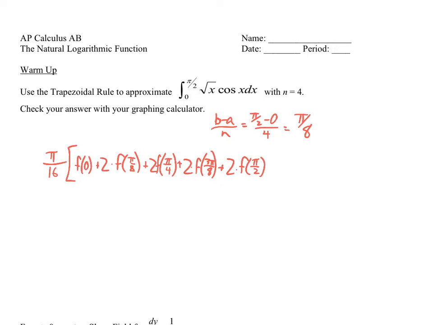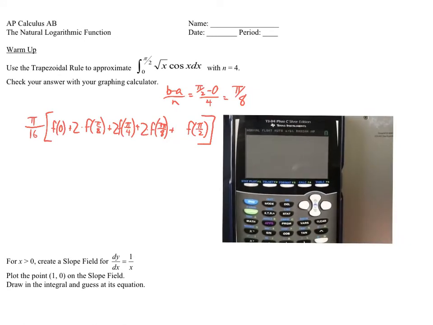Okay? Although, actually, I should only have 1 for this last term. Okay? So it should just be f of pi over 2. Okay? So now I need to figure this out, which we'll do with the calculator. So let's do that now.